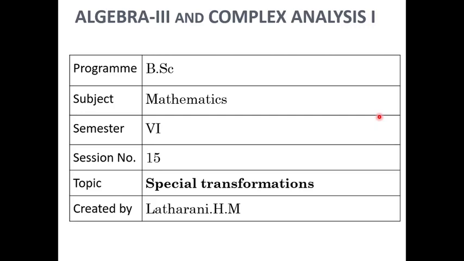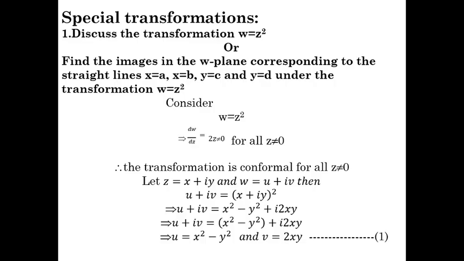In this session, we discuss the topic special transformations. Today we discuss some special transformations: w = z² and also w = e^z. First, we discuss the transformation w = z². We also find the image in the W plane corresponding to the straight lines x = a, x = b, y = c and y = d under the transformation w = z².